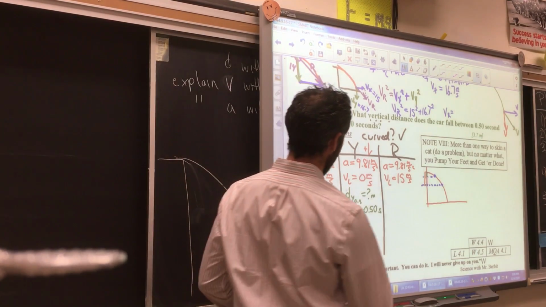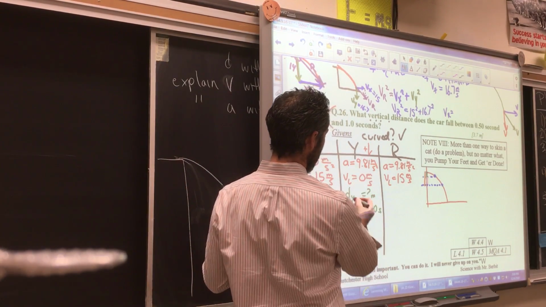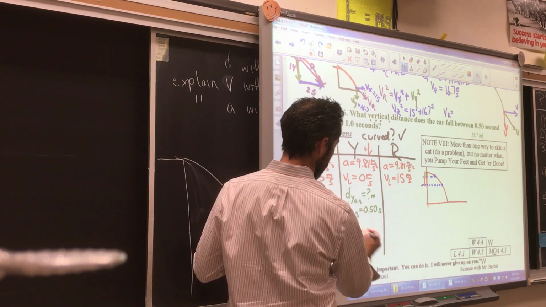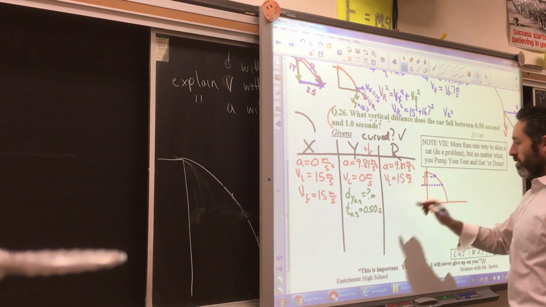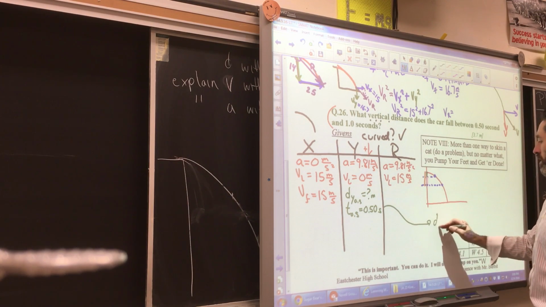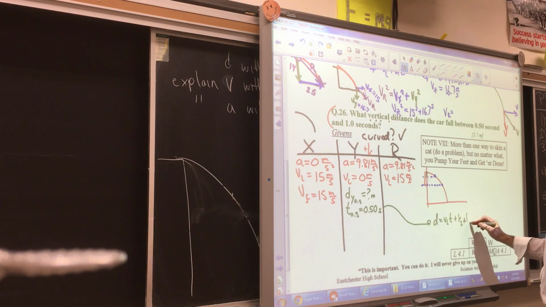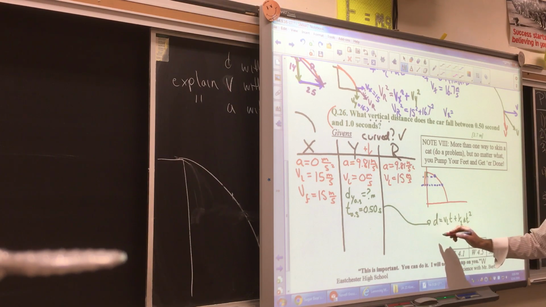Okay, now, solving this one for the dy, d equals VIT plus 1/2 AT squared. You can solve this little piece. That's the green segment. D equals VIT plus 1/2 AT squared. This one is actually nicer. The VI is 0.